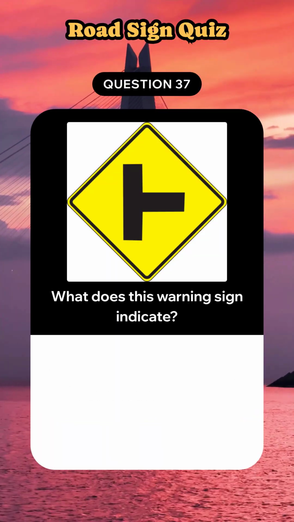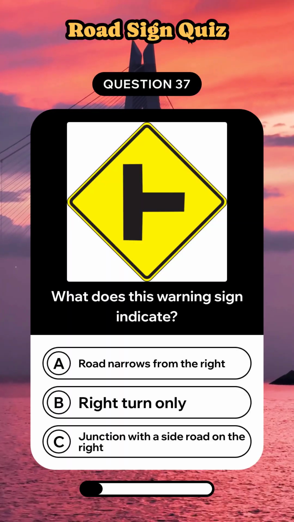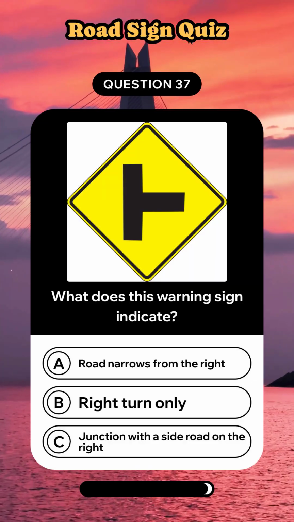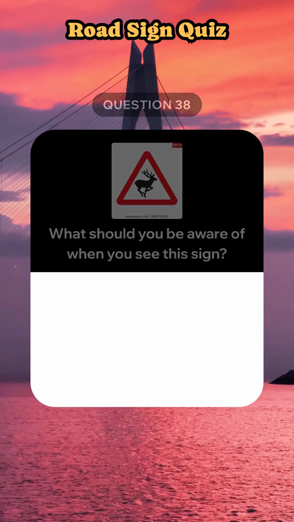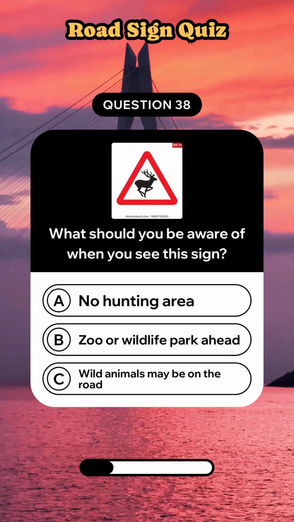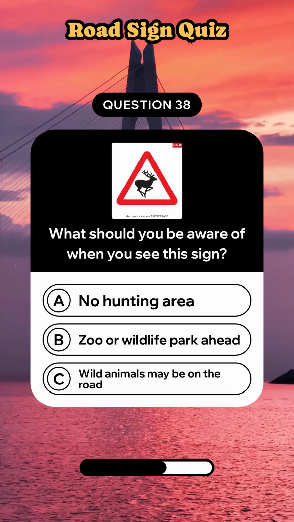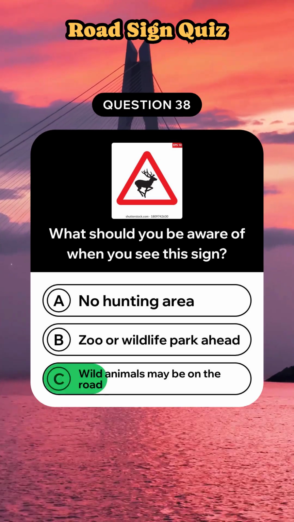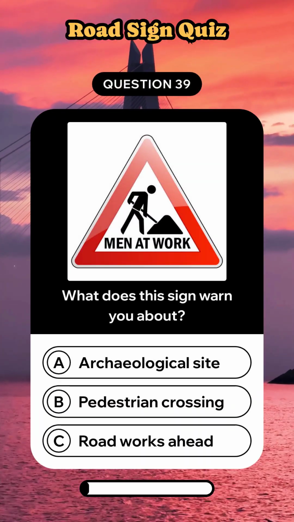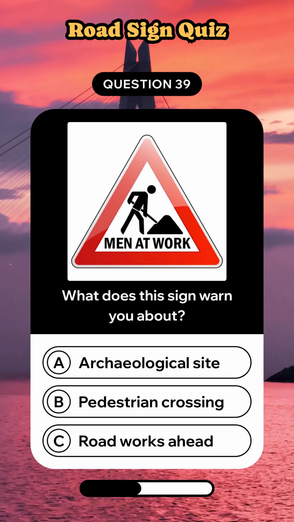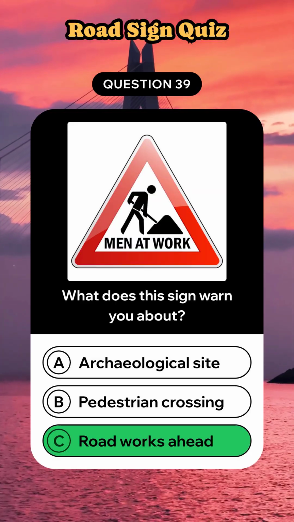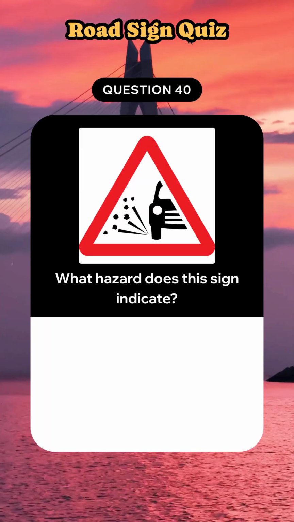What does this warning sign indicate? What should you be aware of when you see this sign? What does this sign warn you about? What hazard does this sign indicate?